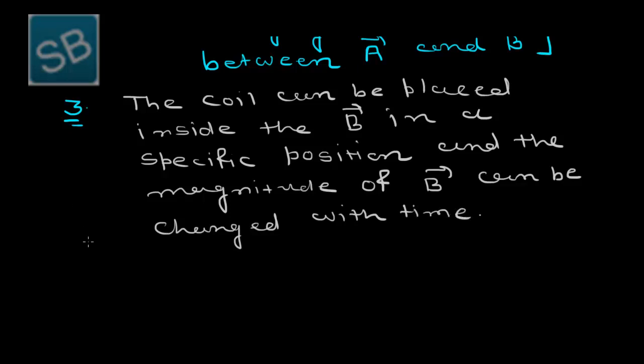Now comes the fourth one, which is very important. The magnet can be moved inside a non-uniform magnetic field. See, we have considered one case of non-uniform magnetic field, and here we are placing the magnet.